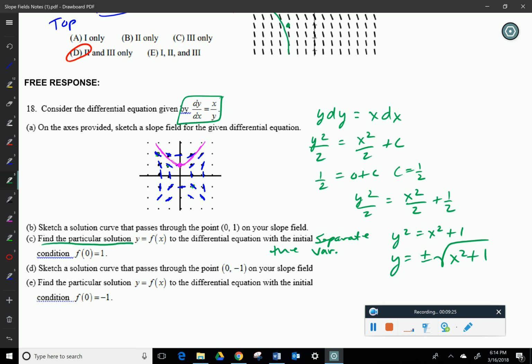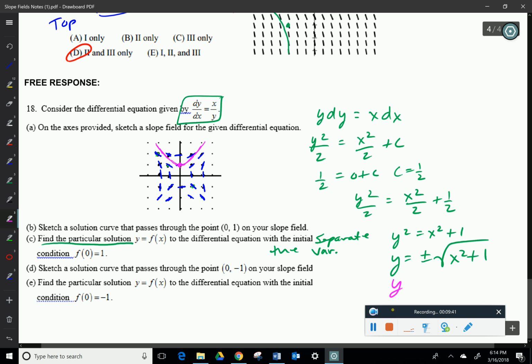Well, look up at my graph. Is that pink graph that I'm looking at up there going to be a positive y value or a negative y value? Well, it's a positive y value. So therefore, for that one, I'm going to put it in pink to match the pink curve. They want y equals positive square root of x squared plus 1, right?